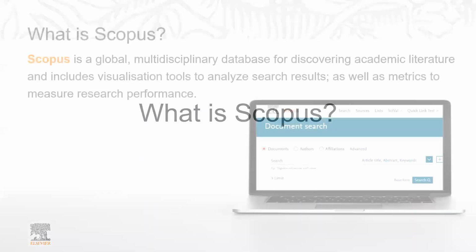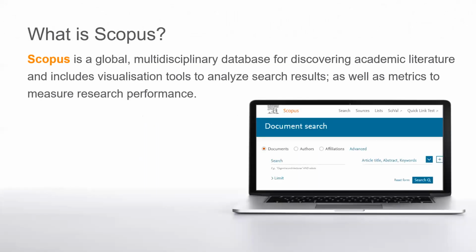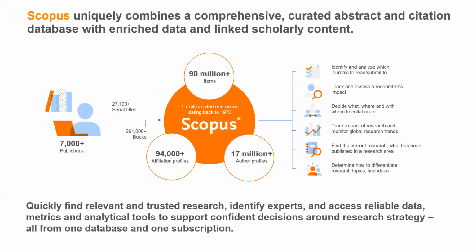So before we get there, for those that are not aware, what is Scopus? Scopus is a global multidisciplinary database for discovering academic literature, and it includes visualization tools that allow you to also analyze your search results, as well as it provides metrics to measure research performance. In terms of the coverage of Scopus, there are more than 7,000 publishers that provide us with their publications. That is about 27,100 serials or journal titles that are indexed in Scopus. In total, we have now more than 90 million items in Scopus.